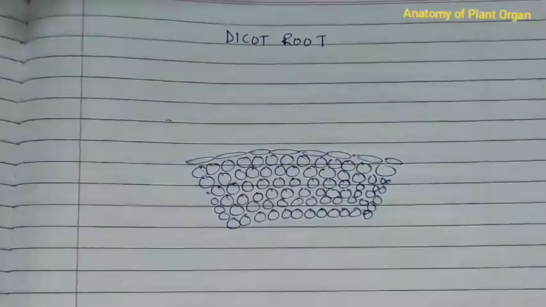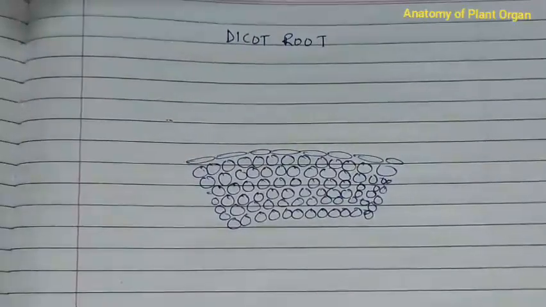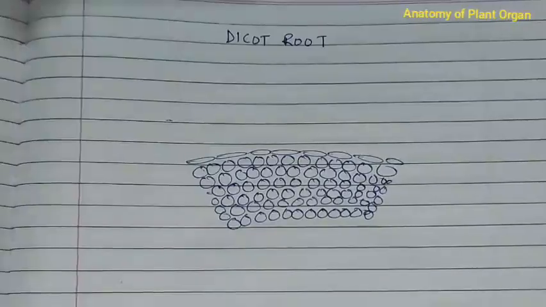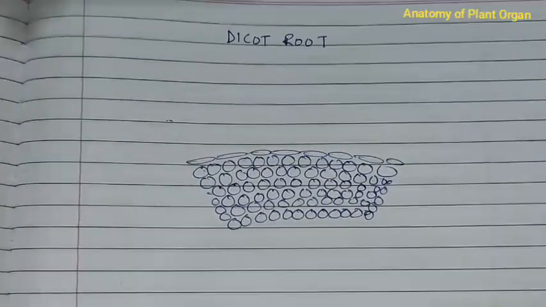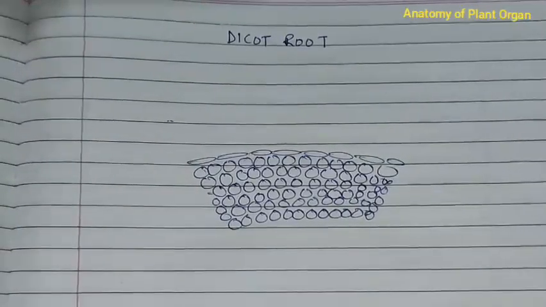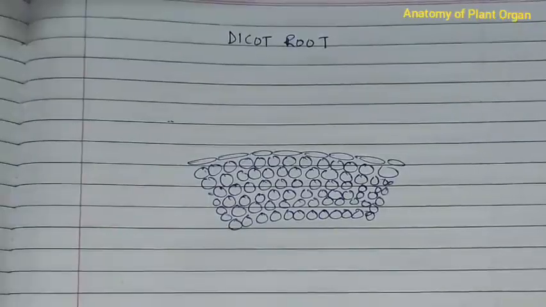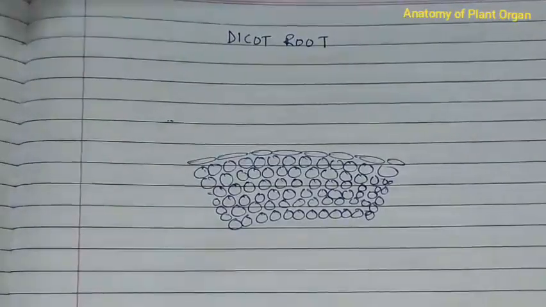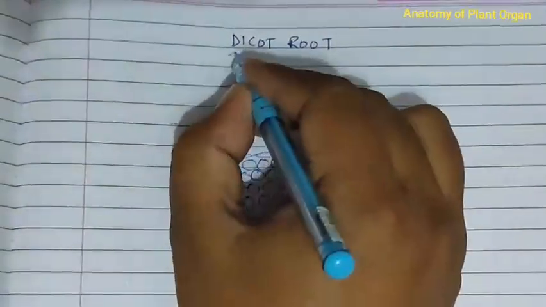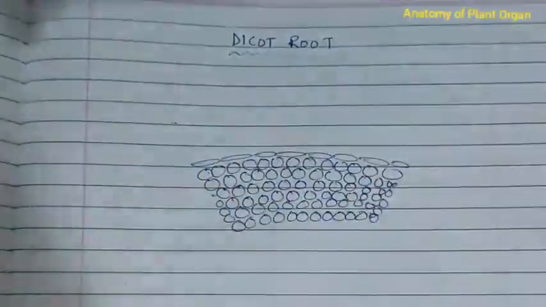Hello dear students, in this lecture we are going to talk about anatomy of dicot, monocot, root, stem and leaves. We will discuss one by one all the things in detail. First we are starting with the anatomy of dicot root.